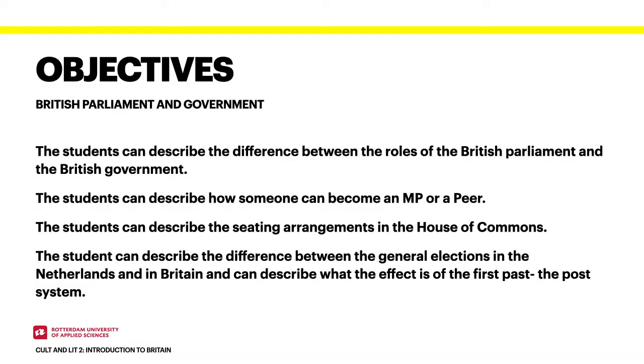The objectives for this web lecture are the following. The students can describe the difference between the roles of the British Parliament and the British government. The students can describe how someone can become an MP or peer. The students can describe the seating arrangements in the House of Commons. And the students can describe the differences between the general elections in the Netherlands and in Britain, and can describe what the effect is of the first past the post system.